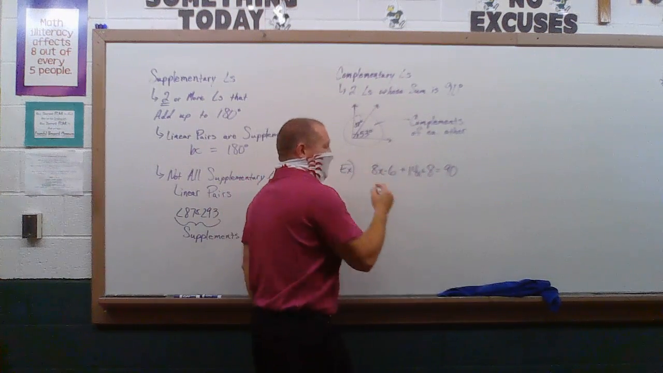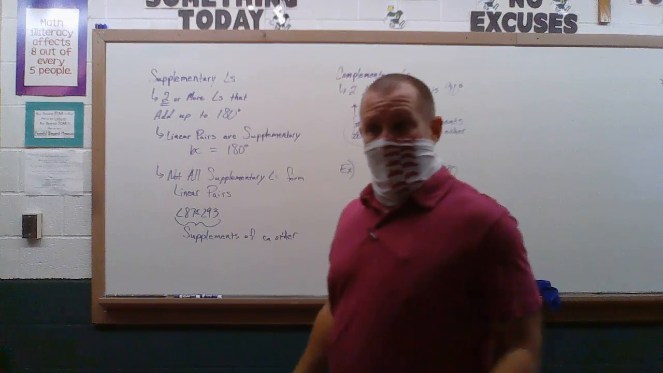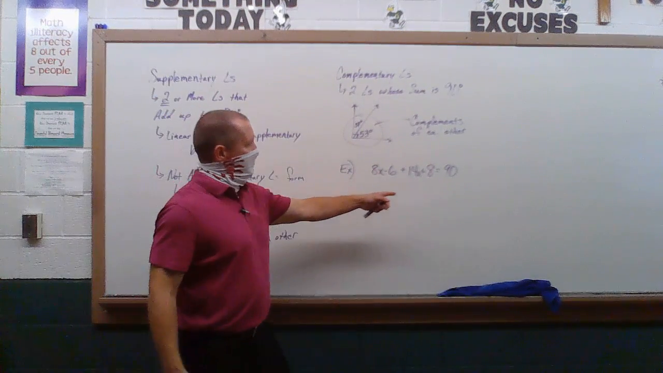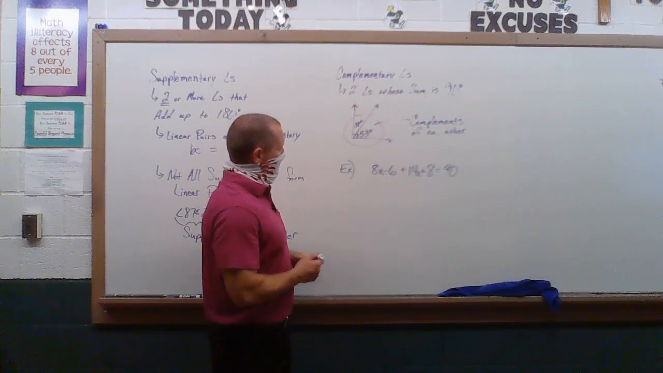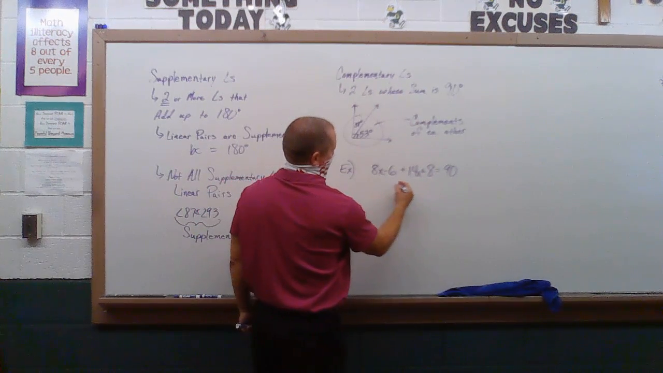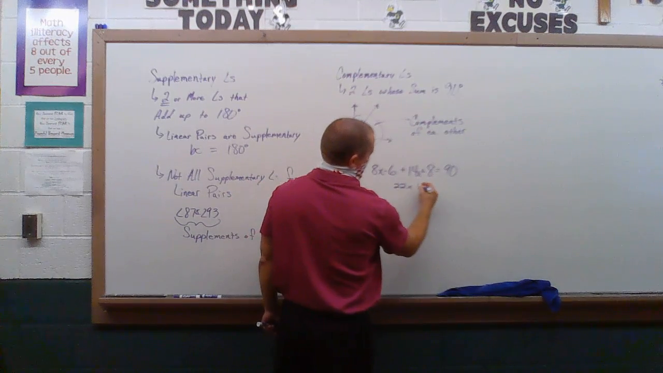Again, now this is where you would have to read the directions. Okay? It says angle N is a complement of angle M. It tells you that in the directions. So anytime I hear complement, I just know that it's got to be equal to 90 degrees. And then I do the math. 8x and 14x. Negative 6 plus 8.